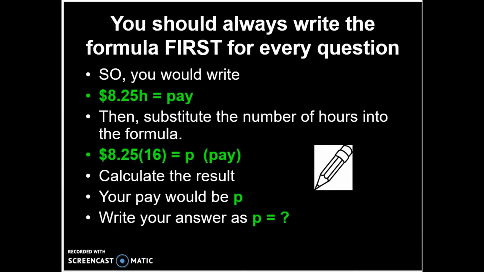So, you would write something like $8.25 H equals pay. Then you substitute the number of hours into the formula and calculate your result. Your pay would be P. Write your answer on your scratch paper as P equals what amount? Use your calculator to figure out the answer and write this on your scratch paper. This will be the first problem that you write down on your scratch paper.